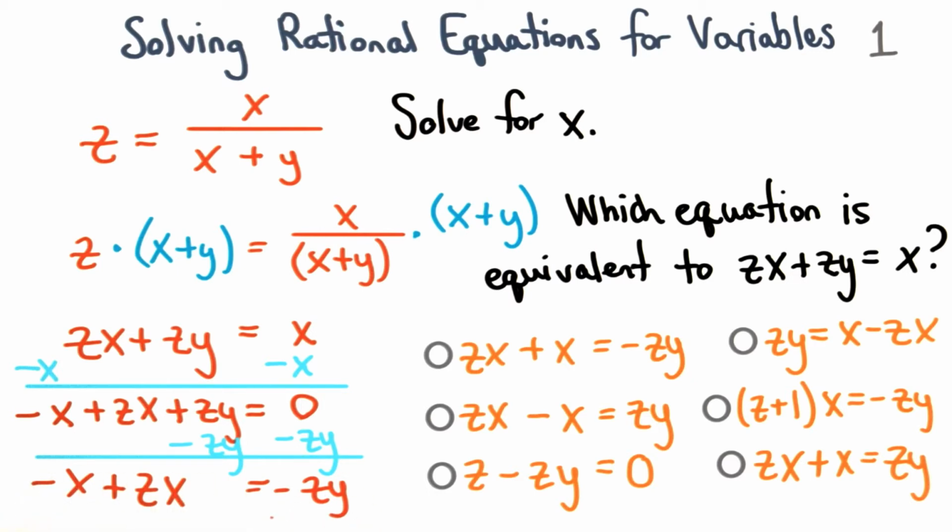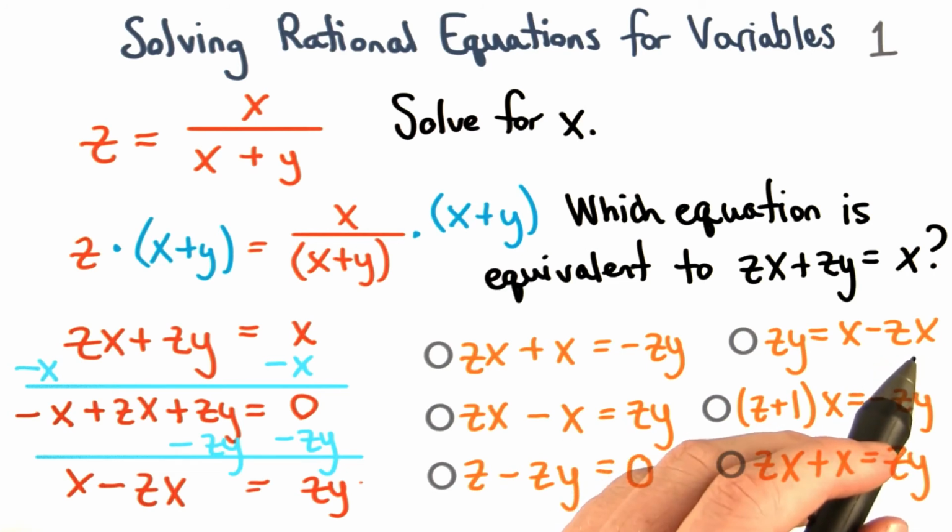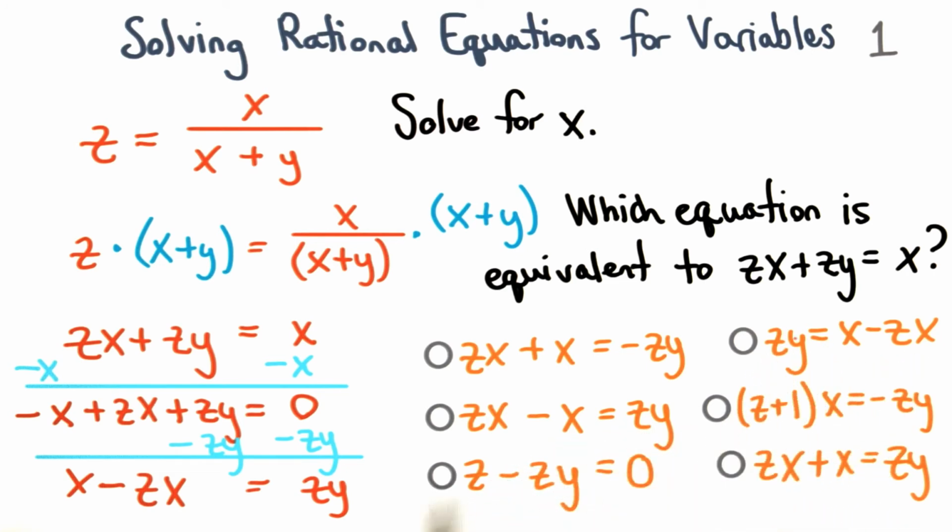Now, this equation doesn't quite match any of these. So there must be something else I can do. Well, let's multiply this equation through by a negative 1. If we multiply every term by a negative 1, we really change all of these signs. This will become positive, this will become negative, and this will become positive. So x minus zx is equal to zy. Well, that would be this one here. X minus zx equal to zy. This equation has just been flipped over.